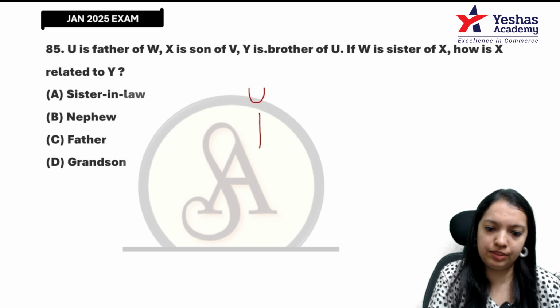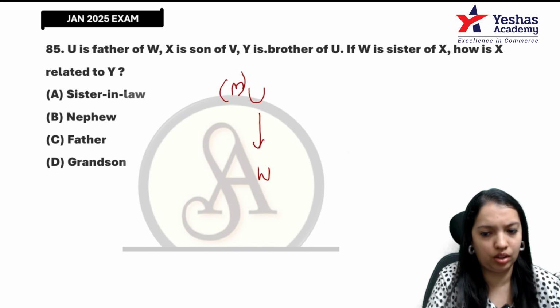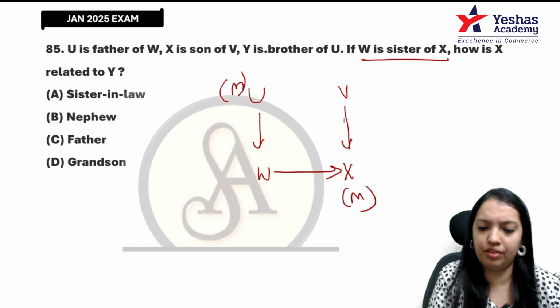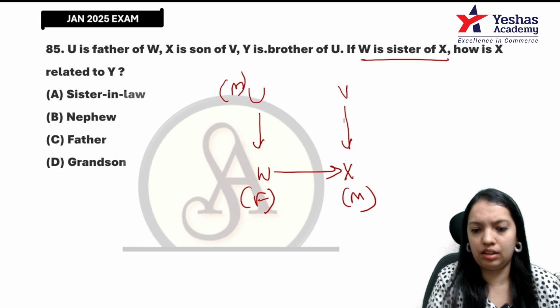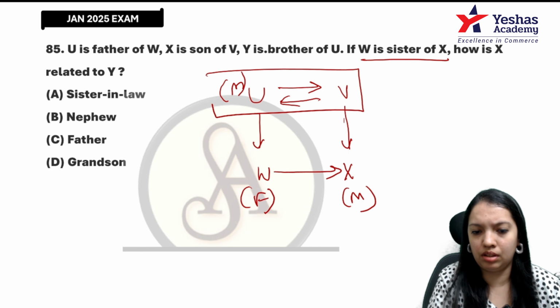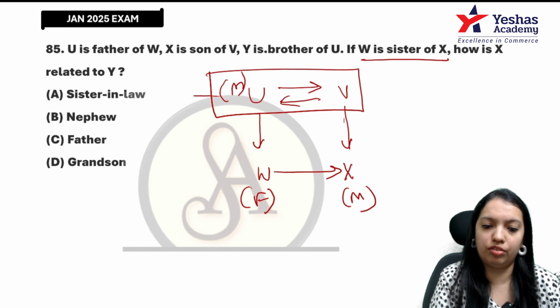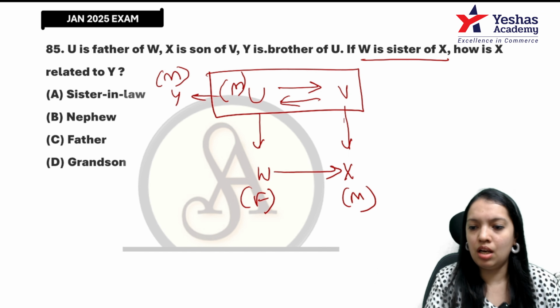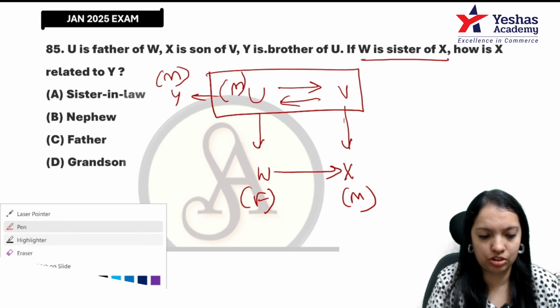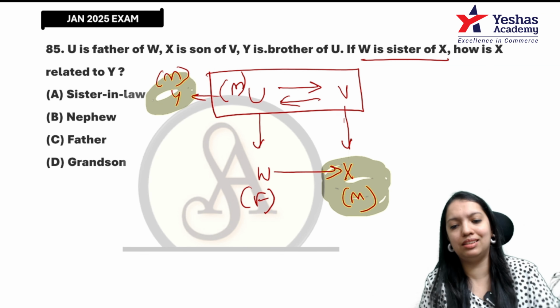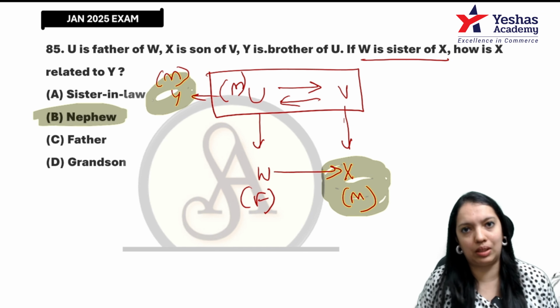Next, U is father of W, male person. X is son of V, male person. W is sister of X, female. That means these two are a married couple, because both are son and daughter and they are siblings. Y is brother of W, male person. How is X related to Y? For Y, it is his brother's son. Brother's son is known as nephew.